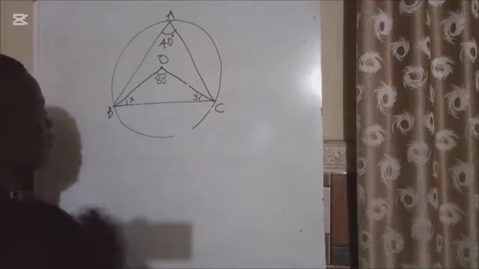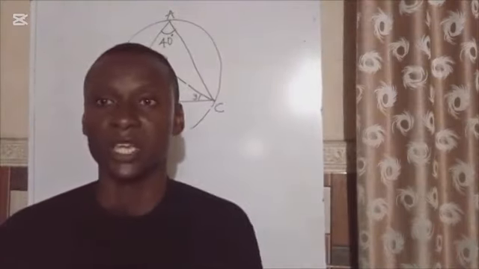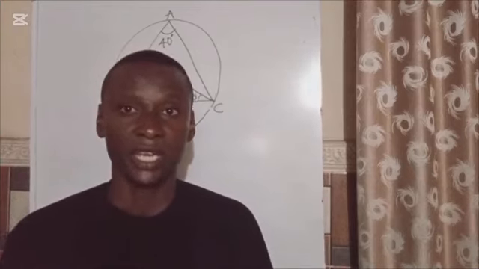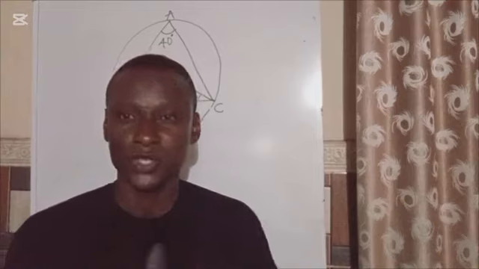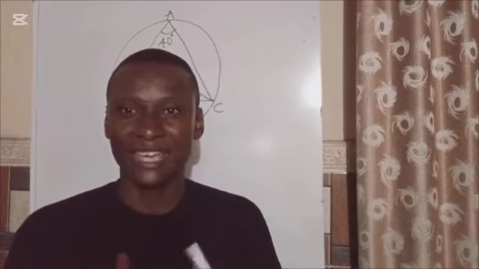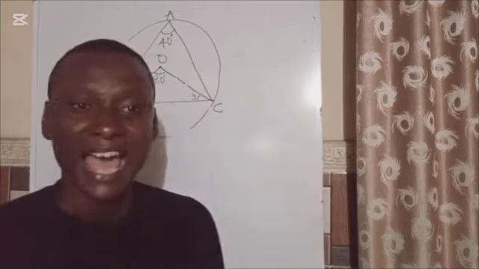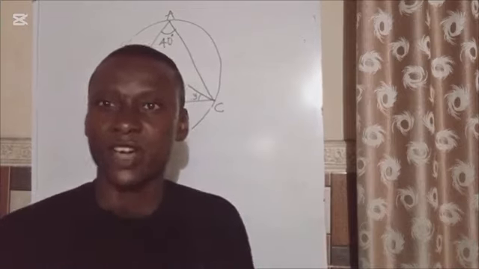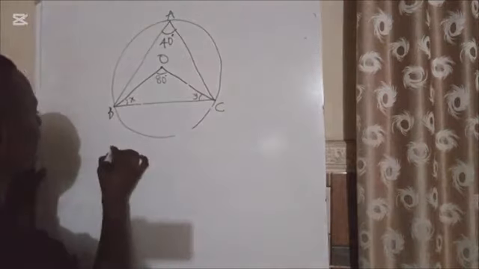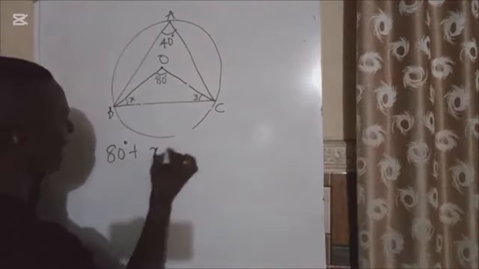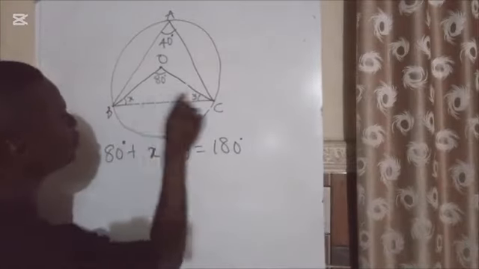Now, one thing you need to take note of is that the sum of angles in a triangle is equal to 180 degree. It's important you know that the sum of angles in a triangle is called an interior angle. So the sum of interior angles in a triangle is equal to 180 degree. So I can say 80 degree plus x plus y is equal to 180 degree. But I can't do anything here because I'm having two alphabets.